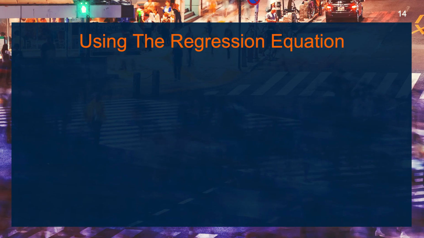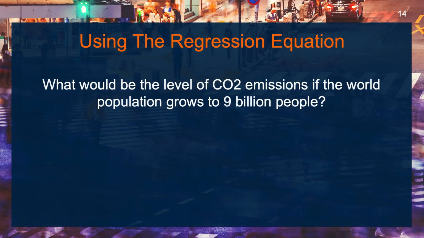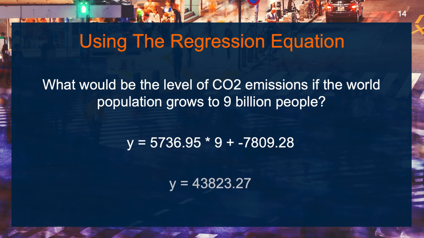But we can then go on and use the regression equation to calculate further changes in the data that might be outside of the area of the data that we currently have. So we can ask the question of what would be the level of CO2 emissions if the world population grows to 9 billion people. So we substitute into the y equals mx plus c equation the value 9 for x. That gives us then a y value at that point of 43,823.27. So we can use that then to calculate points based on that modelled relationship between the two data sets.